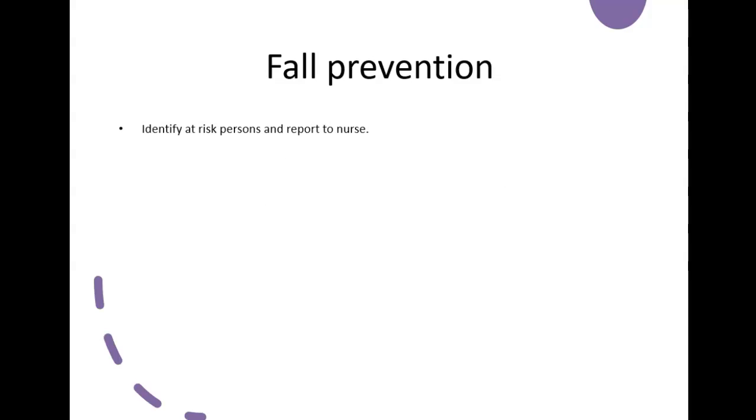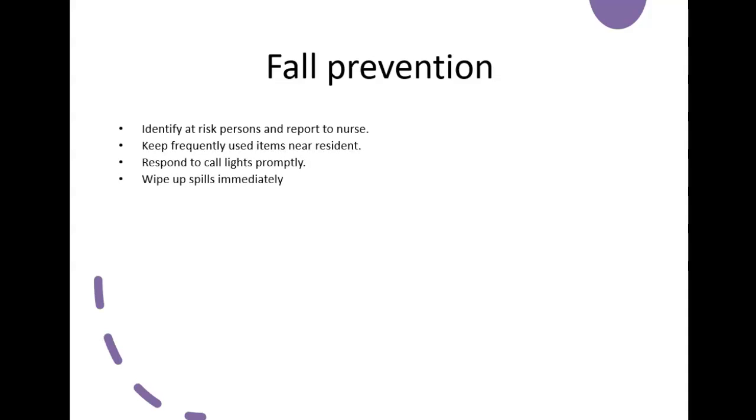Falls prevention. Identify at-risk persons and report to the nurse. At some nursing homes, they have a yellow sticker that they put outside the door so you know that person is a falls risk. You also need to know if your person is a 1 or 2 assist with walking and ambulating. Keep frequently used items near the resident. That's part of your beginning and ending task, to make sure you place everything close to them so they have what they need. Respond to the call lights promptly.